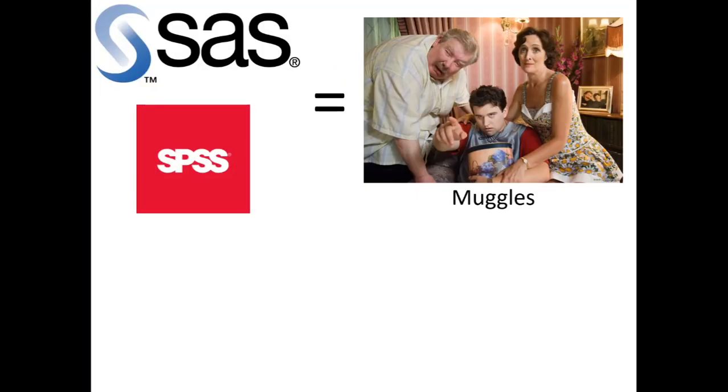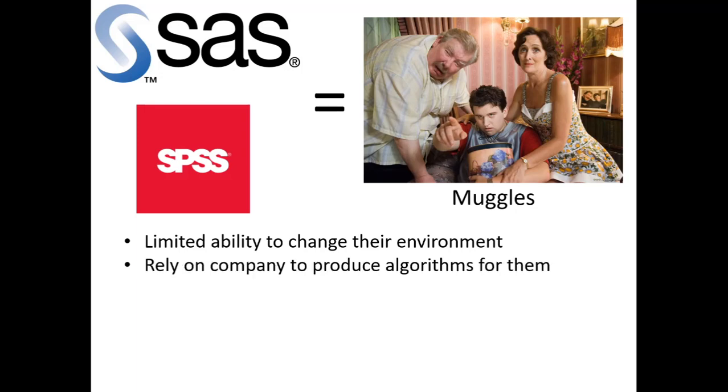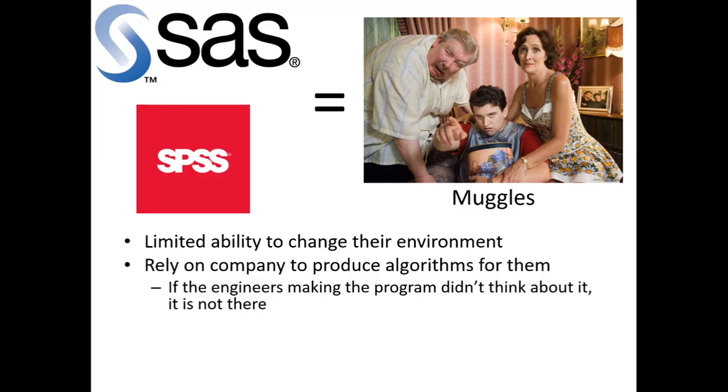So what is SAS and SPSS? This will make more sense if you remember Harry Potter. SAS and SPSS users, you can think of them as more like muggles. They may know about the magic of things like R, but they themselves cannot use it. SAS and SPSS users have very limited ability to change the environment that they work in. They often rely on the company themselves to produce the algorithms that they're going to use. So the writing within the program is more limited, and so they can do less flexible things in it.